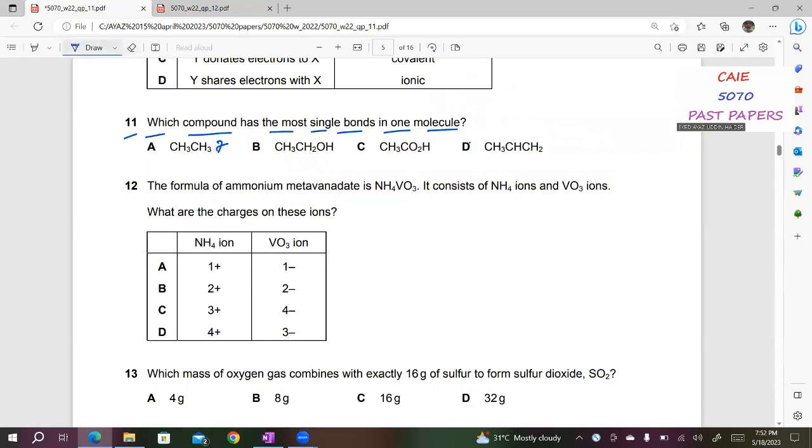Let's see in B. B is CH3CH2OH. Now count the bonds. 1, 2, 3, 4, 5, 6, 7, 8. We have 8 single bonds here.